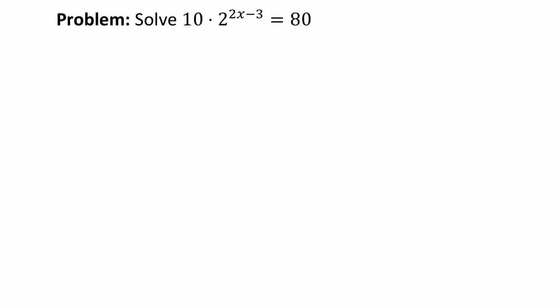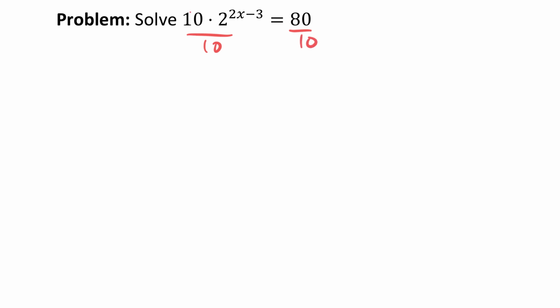Okay, 10 times 2 to the 2x minus 3 equals 80. This one is weird because if you try to take 10, you're not going to get a power of 2. And if you think about 80, I mean, that's not a power. 81 is a power of 3, but 80 is not a power of 3. And so the way it looks, I don't know what to do. But here's the little trick.